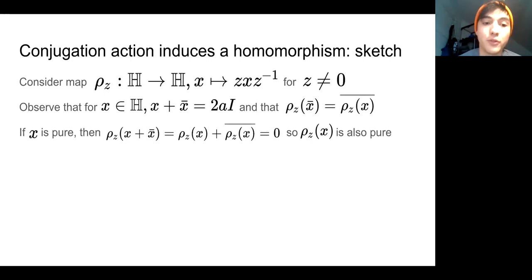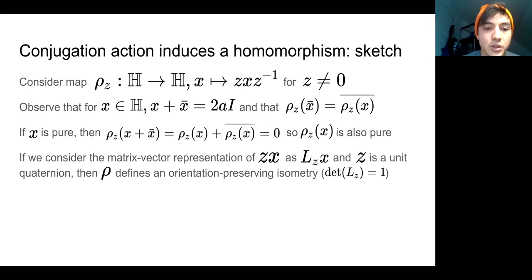And using these two facts, we can see that if X is pure, i.e. its real part is 0, which means that our pure quaternion plus its conjugate is equal to 0, then when we apply the map to this quaternion, because this map is linear and using the conjugate property we showed above, the real part of the map applied to this pure quaternion is also 0, so the result is also pure, which means that this map preserves the pure quaternions.